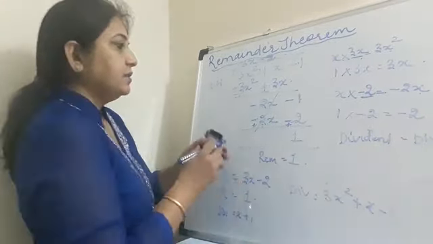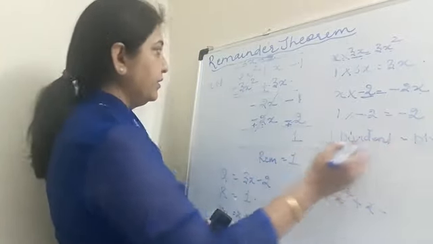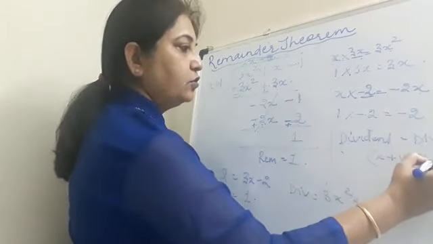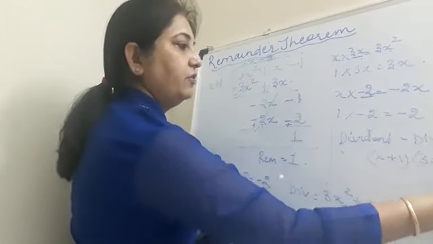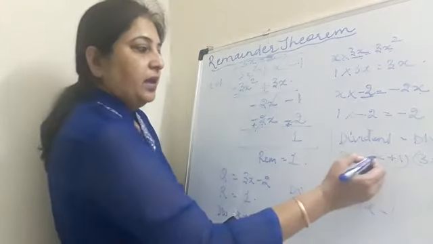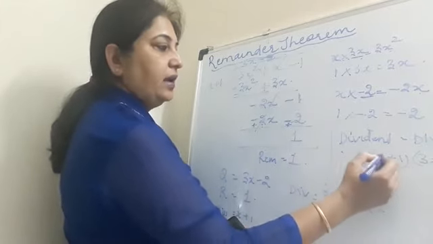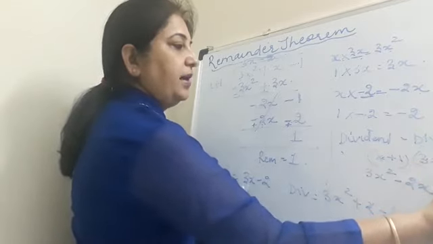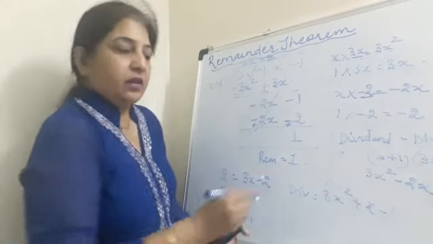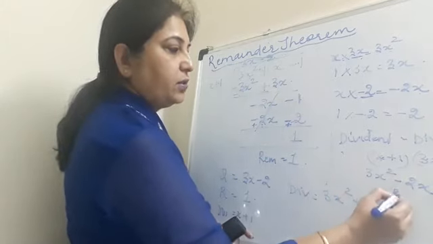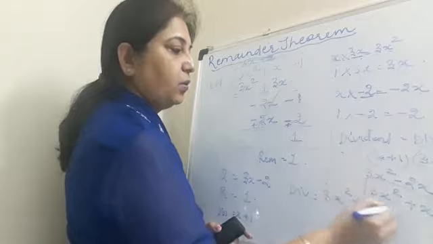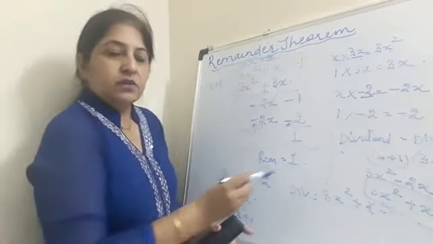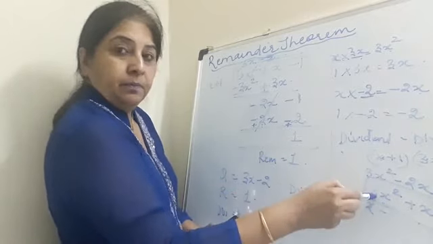Okay, how do we do that? Divisor is x plus 1, quotient is 3x minus 2, and plus 1 because remainder is 1. x into 3x, 3x square, x into minus 2, minus 2x, 1 into 3x, 3x, minus 2, plus 1. When we solve this, I get here 3x square plus x minus 1. So I come back to the same question that I started with. So this is how we verify the answer.